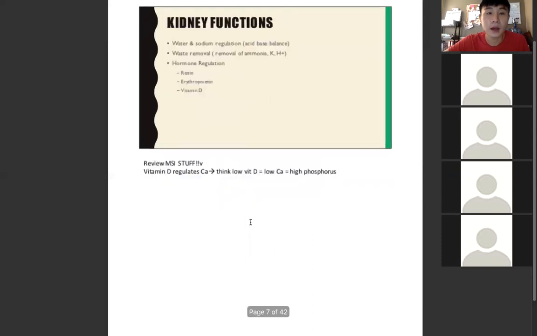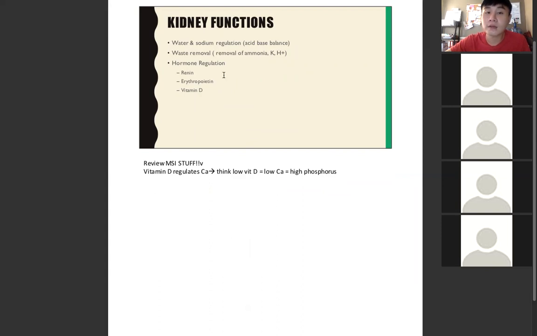Okay. Next, we have kidney function. The kidney regulates water and sodium, and it helps with waste removal. It removes ammonia, potassium, and hydrogen.